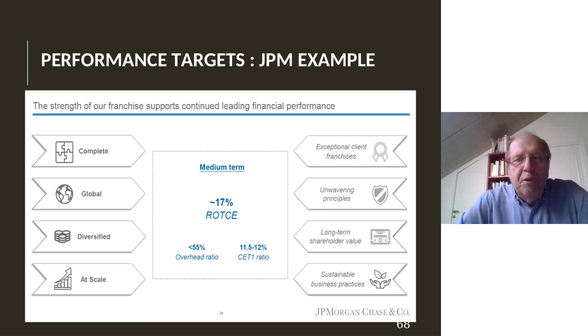I put you an example of a presentation of JP Morgan. You saw they even do not use ROTE, they use ROTCE, which is return on tangible common equity. So it means that they use a concept which is very close to the CET1. And that's the thing they had. So the target CET1, what they call overhead ratio, is a cost ratio. And that's what they want. They just guide the market with those three things.